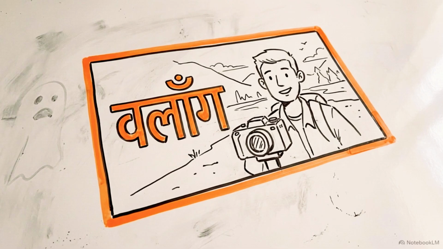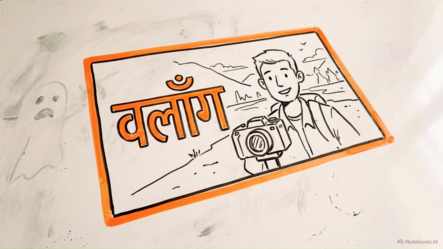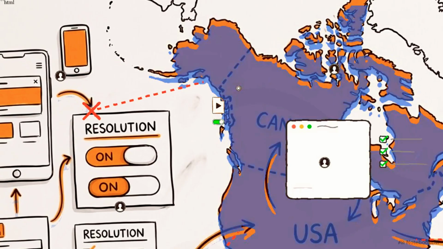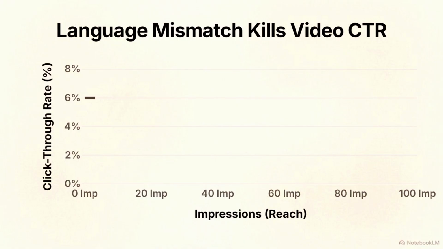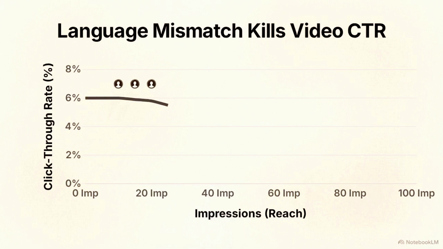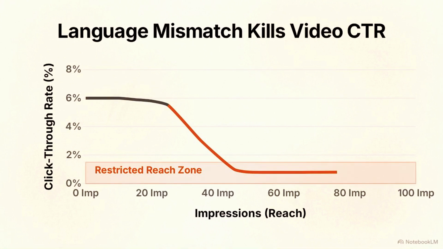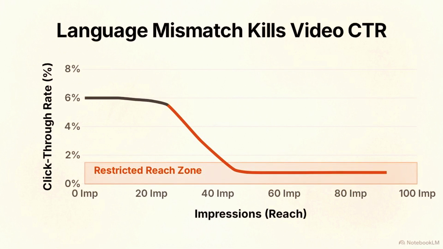When that happens, the system takes your content, for example, a vlog in Hindi, and tests its performance on viewers in North America to gauge initial interest. This chart illustrates the result. Because the audience doesn't understand the language, they scroll past, dropping the click-through rate. The system interprets these negative signals as a lack of relevance, restricting further reach.